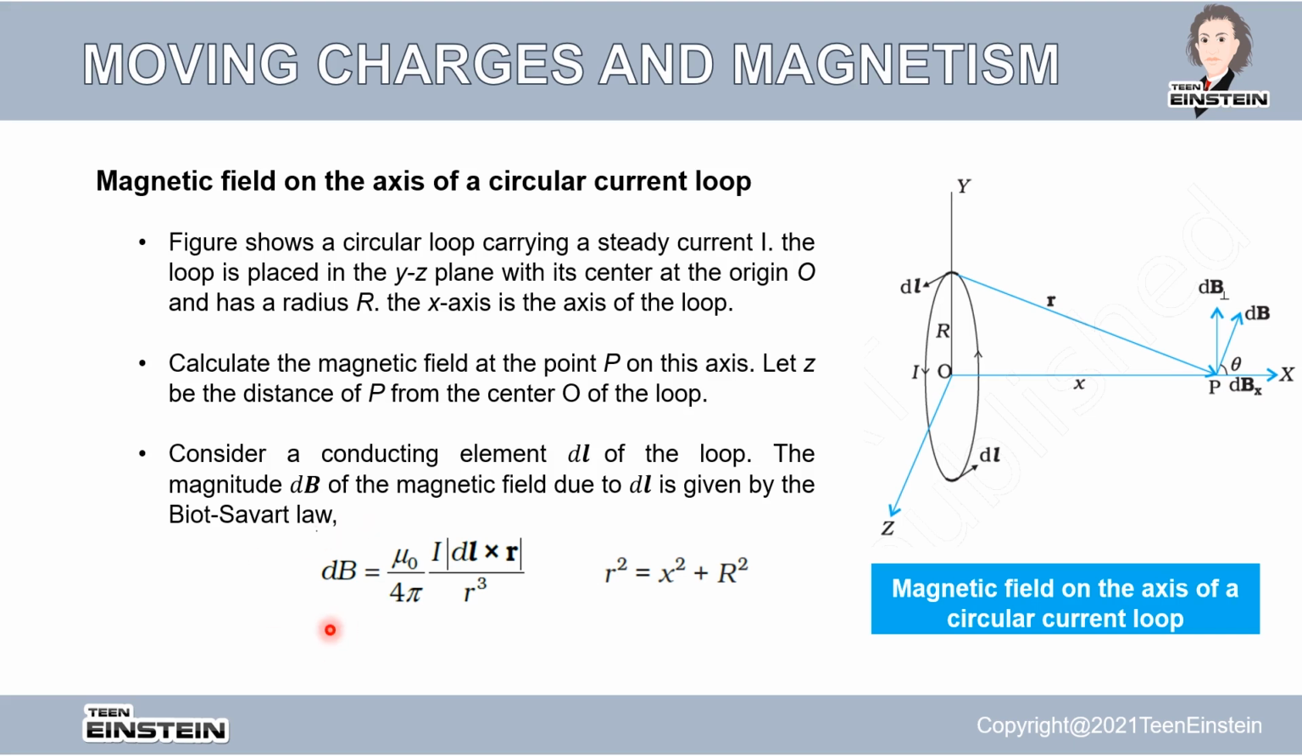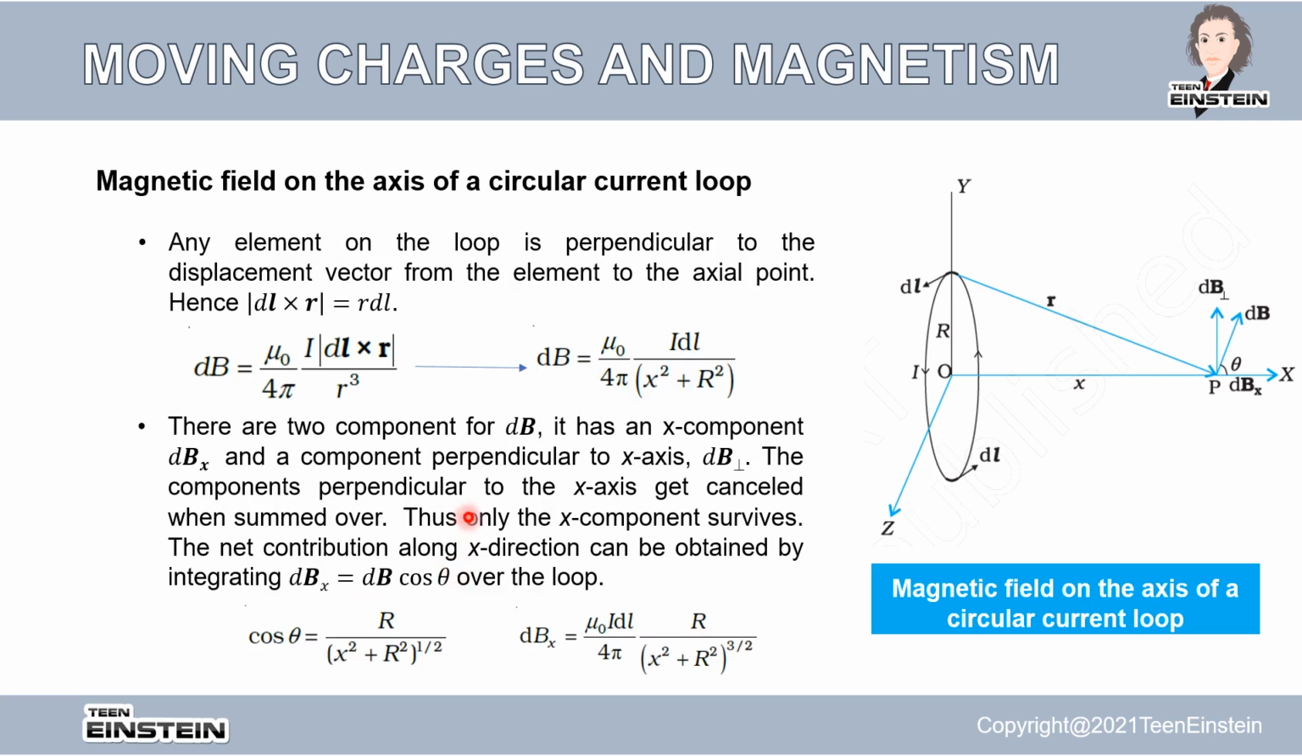From the Biot-Savart law, we know dB equals mu 0 by 4 pi I dl cross r divided by r cubed. Now r squared, from the Pythagoras theorem, since this triangle is a right angle triangle, is x squared plus R squared. Let's see how to calculate the overall B.